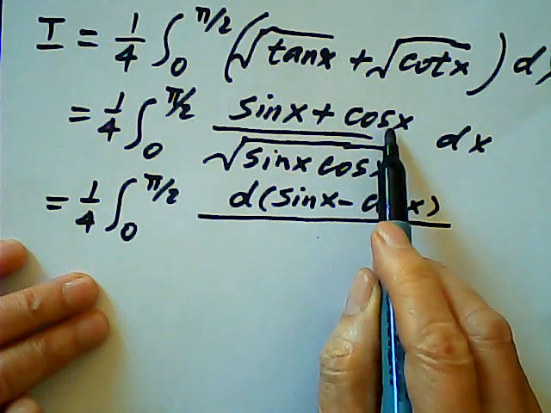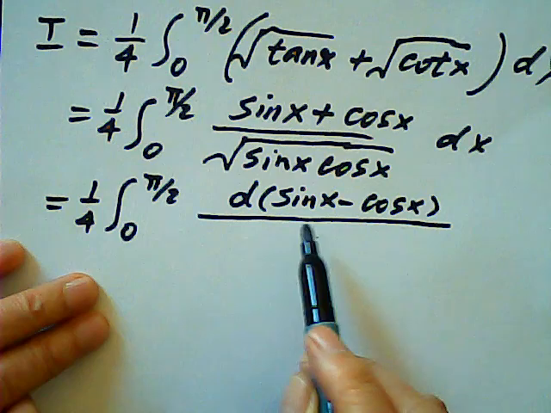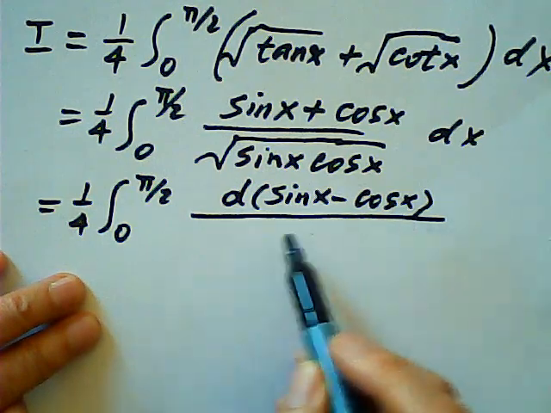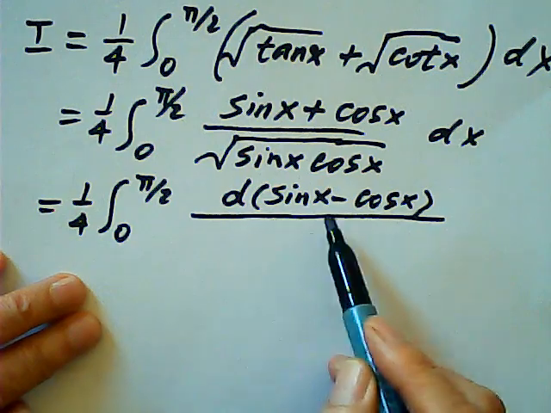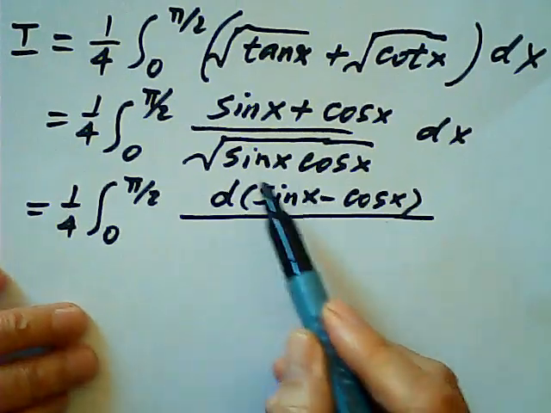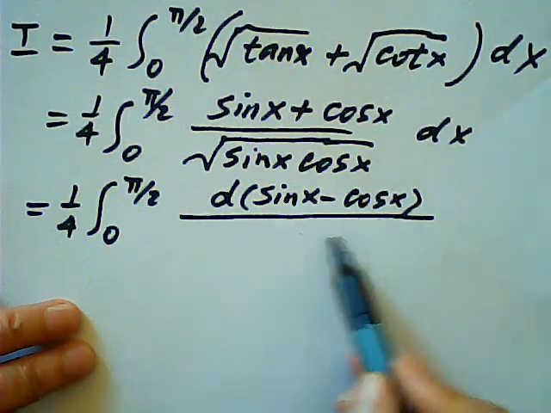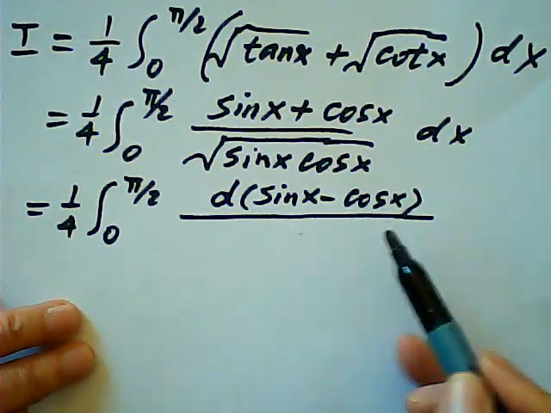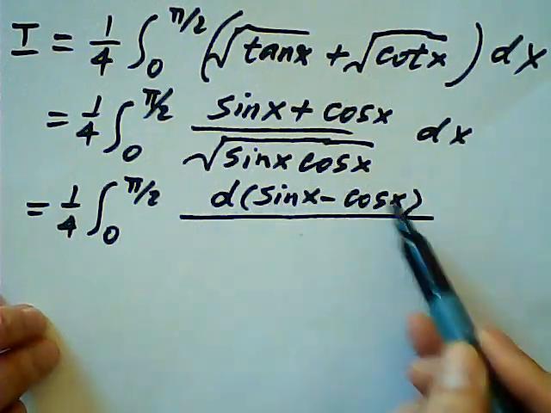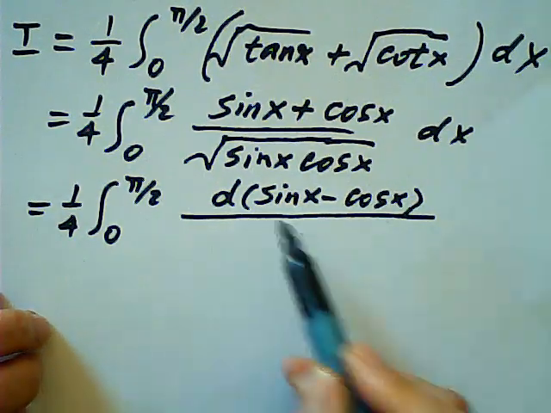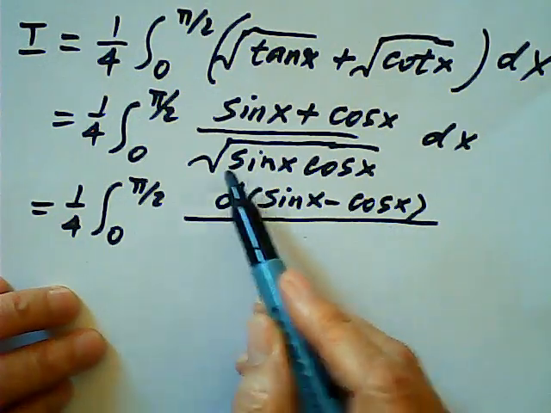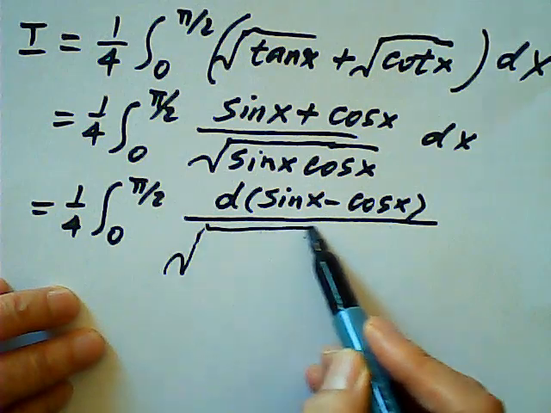The derivative of sine x is cosine, and the derivative of negative cosine is sine. Therefore, the numerator will become this. When I write this, I'm introducing a new variable, which is sine x minus cosine x. If I can change the denominator into that variable, that means I'm integrating with this independent variable. Now, how can I change this one to this?